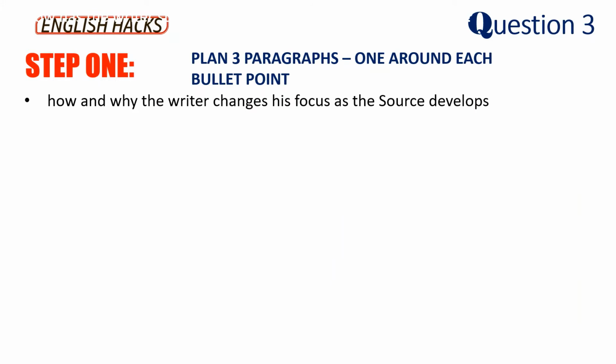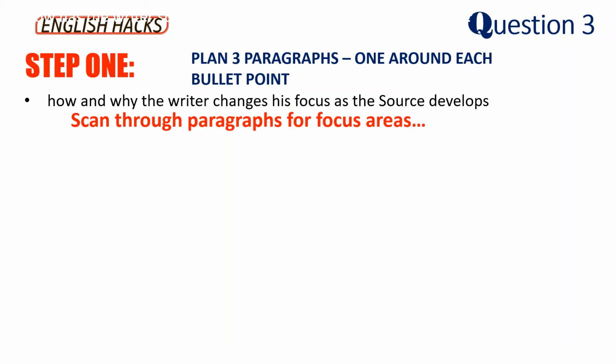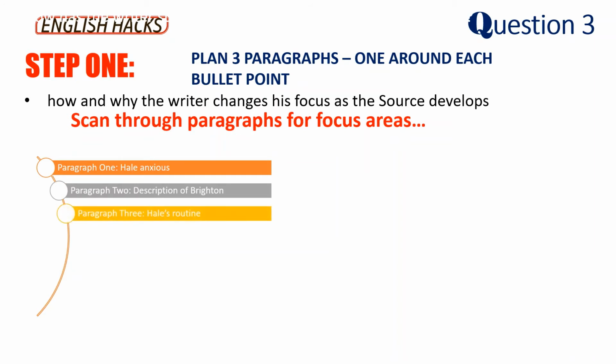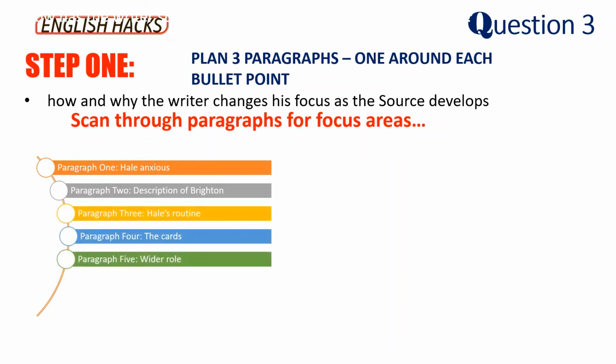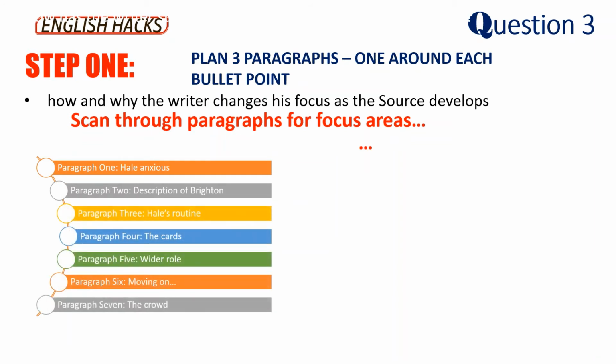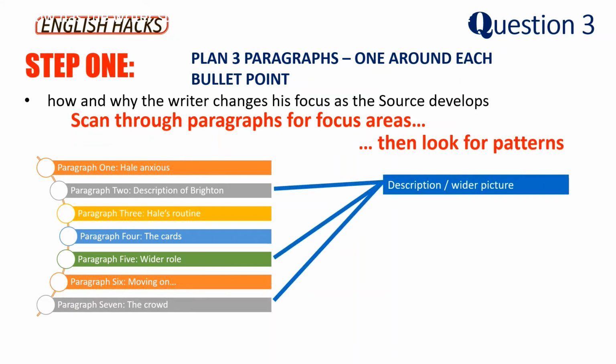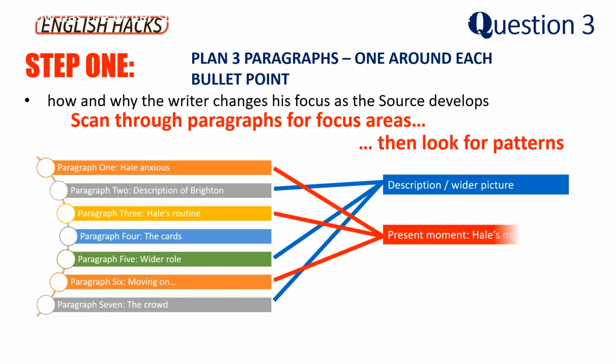Our second bullet point reads how and why the writer changes his focus as the source develops. So what you can do is scan through the paragraphs for the focus areas of each. Here they are. Now if we quickly look at these, we can see that there are some patterns. Firstly, some of the paragraphs seem to be about describing a wider picture, whereas other paragraphs seem to be about the present moment and Hale's movements.